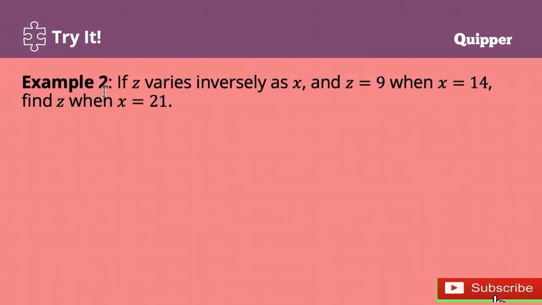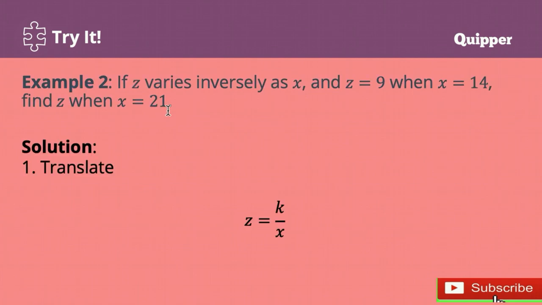Example number 2. If z varies inversely as x and z is 9 when x is 14, find z when x is 21. Here, we don't just get the equation of the variation, but we are going to use that equation to find the value of z when x is 21. Here's the solution. First, translate the variation statement into a mathematical equation. The statement is z varies inversely as x. So the translation for that is z is equal to k over x.